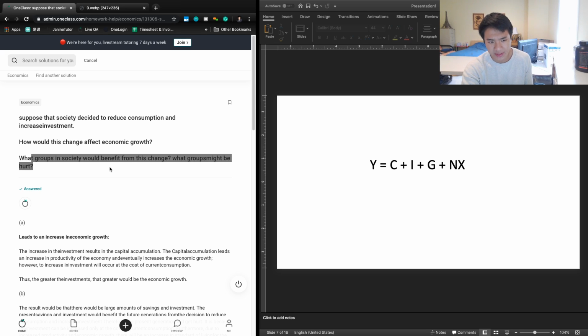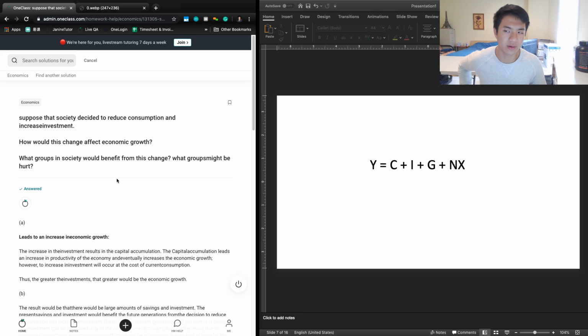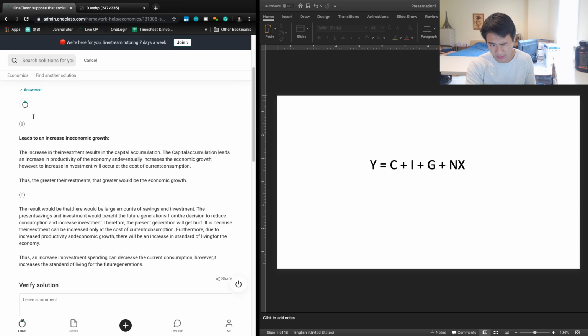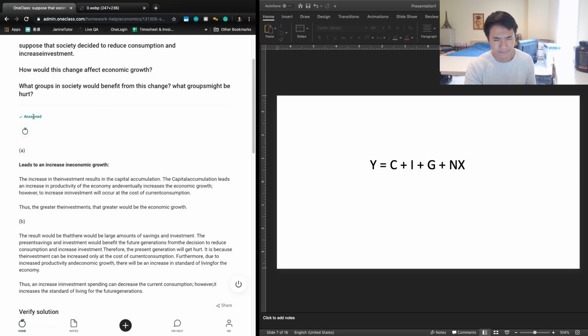And then finally, what groups in society would benefit from this change and what groups might be hurt? You could think of who would benefit from a higher economic growth rate in the future. You can think of younger people who would still be alive in the future and therefore would reap the benefits of economic growth, whereas older people who might not be alive when the future period of economic growth occurs might be hurt from this change because there's less consumption in the current period. So let's take a look at the answers given by the previous tutor.